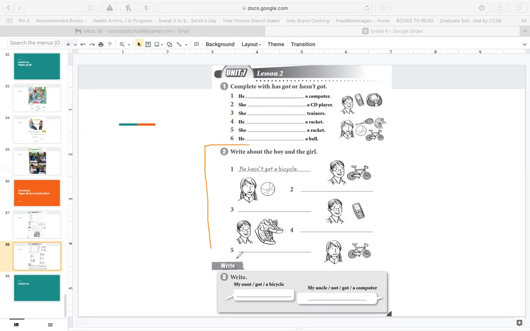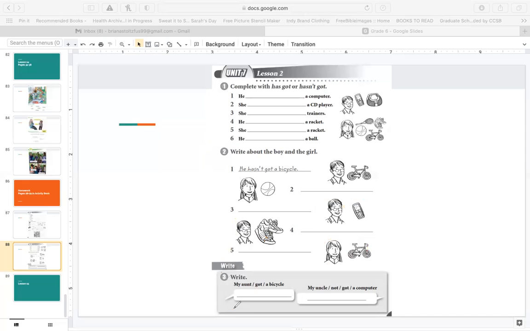Next, write about these people. He hasn't got a bicycle. She hasn't got a ball. So write this item and use these words, hasn't got. So she, because it's a girl, hasn't got a ball. He hasn't got a phone. He hasn't got trainers. She hasn't got a bicycle.